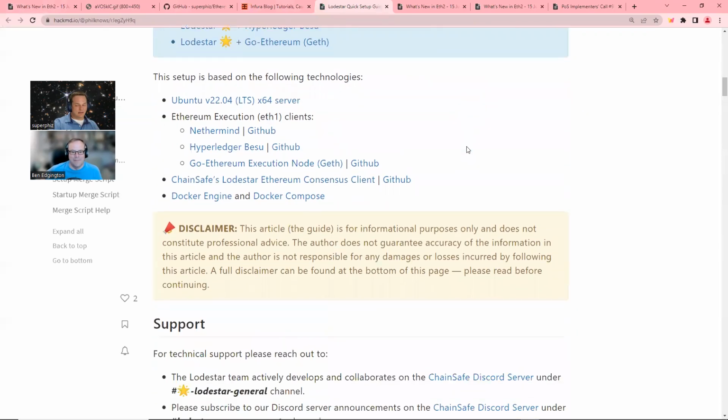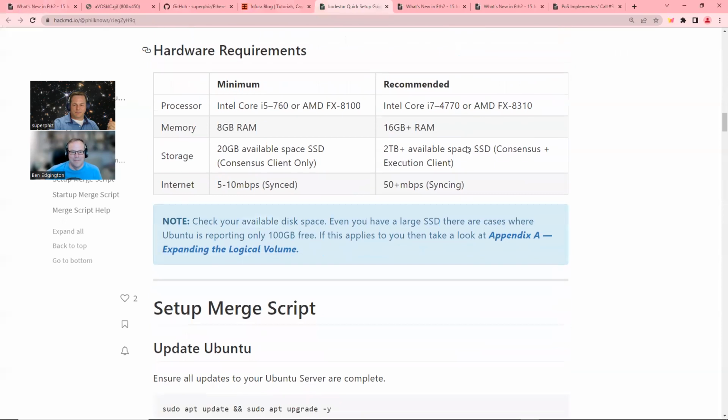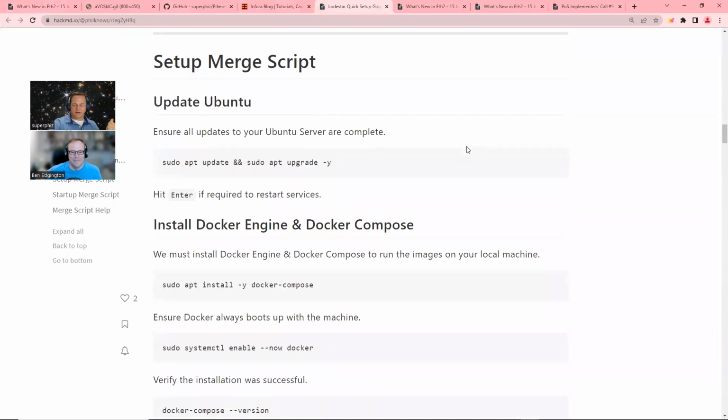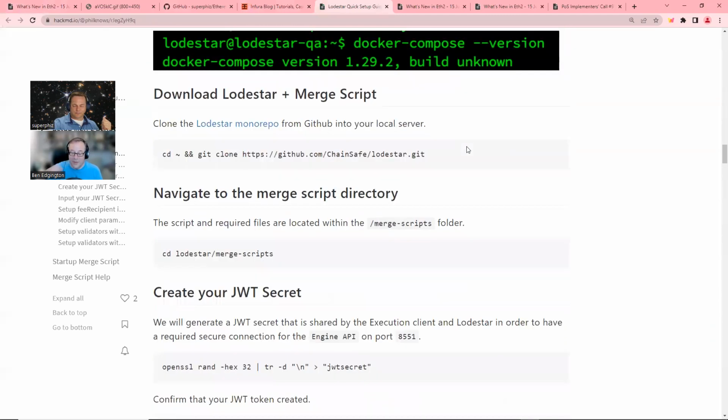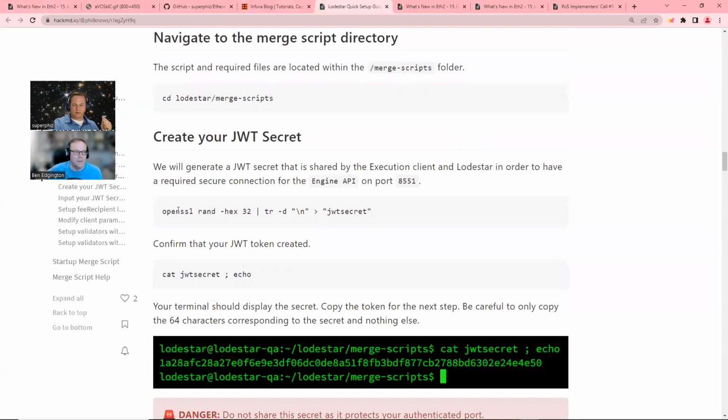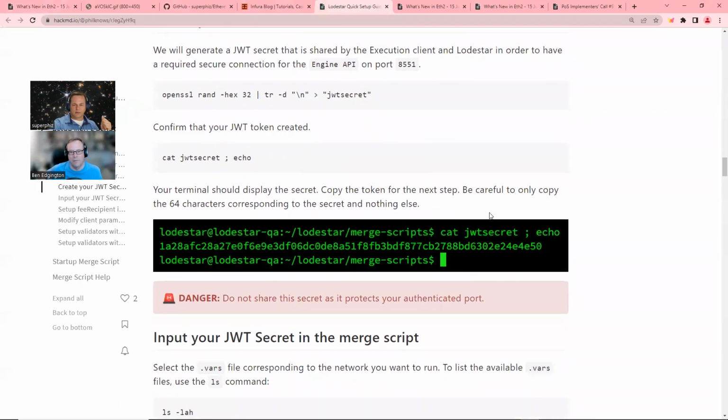And do you have thoughts about this in general? About Lodestar, the merge? Yeah, it's interesting. If you visit the Ethereum Foundation Launchpad, Lodestar is still not listed as one of the 4 consensus clients there.